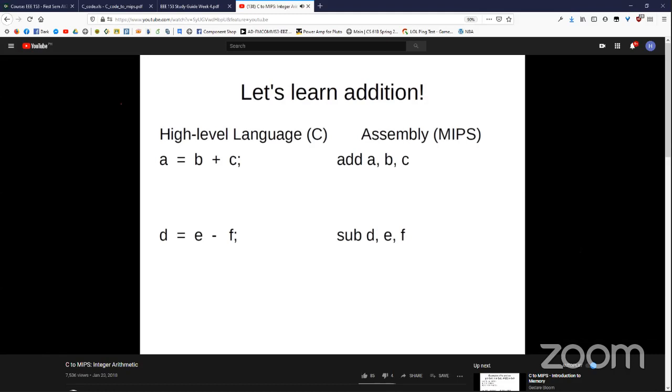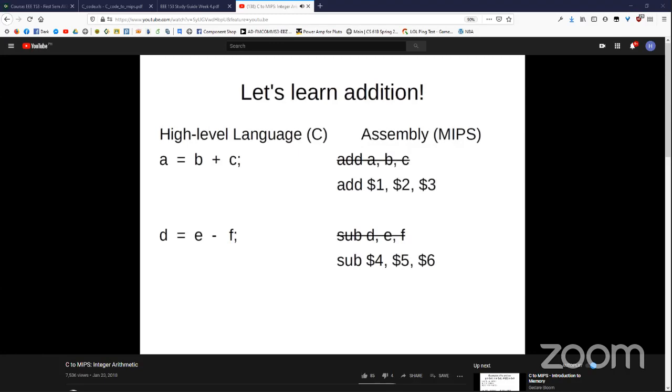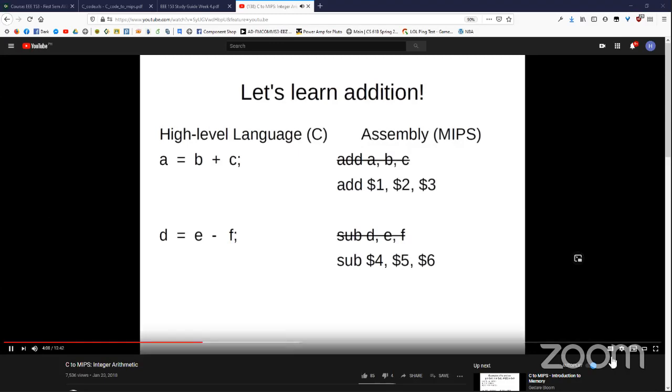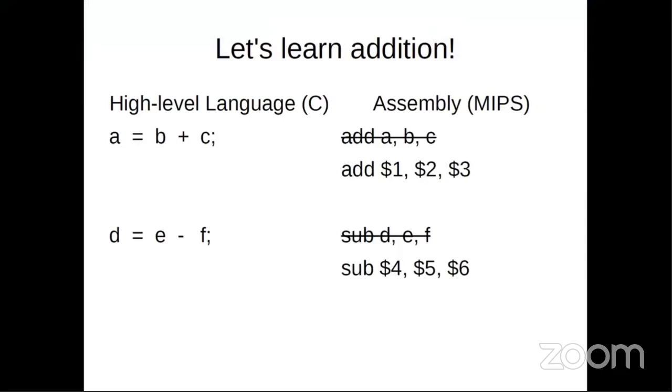We need to use register values. So for example, we might consider allocating variables to registers. The A variable might be allocated to $1, B to $2, C to $3. One of the jobs of the compiler is to allocate variables to registers when generating the machine instructions from a high-level language.